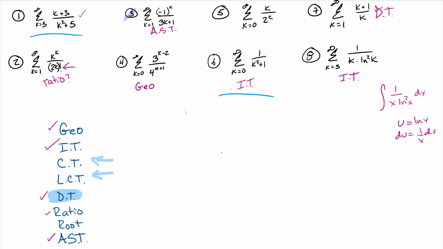Oh, we could do a comparison on number 6. Look at this, 1 over k squared plus 1. Well, that's smaller than 1 over k squared. Hey, I think that's going to work. That's a direct comparison, so I think maybe the comparison test will work on this one.